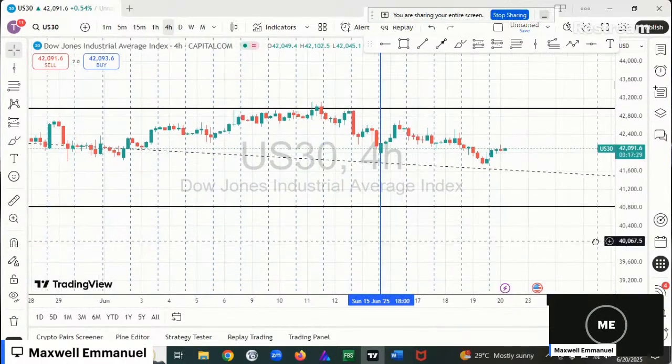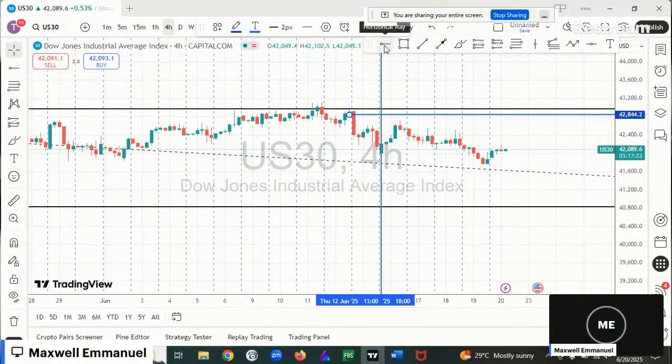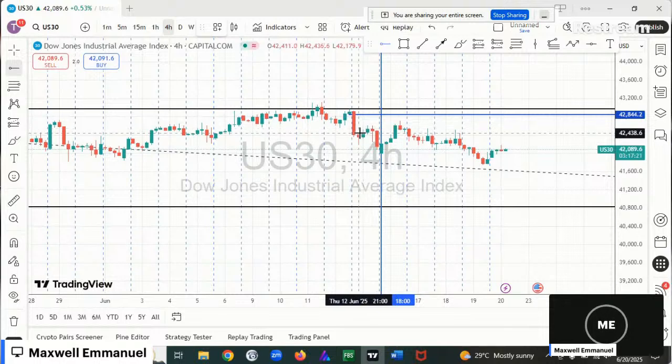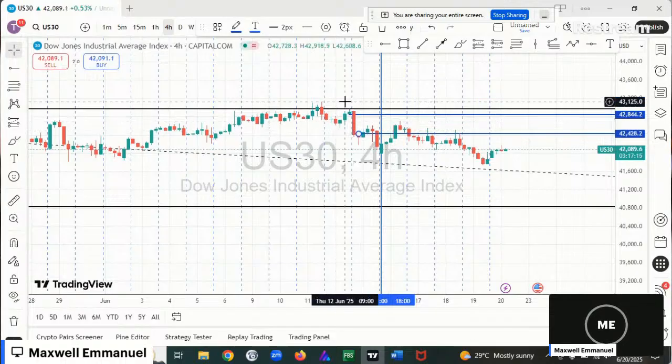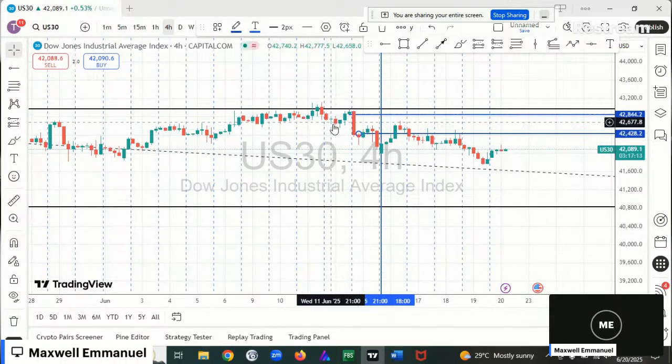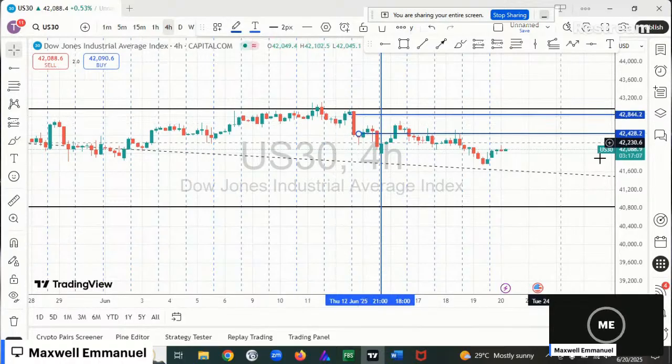Can you see this fair value gap that it's created? Price didn't fill it entirely, and that could be because of this mitigation block. That could be the reason why price didn't fill the gap, because we had a mitigation block.